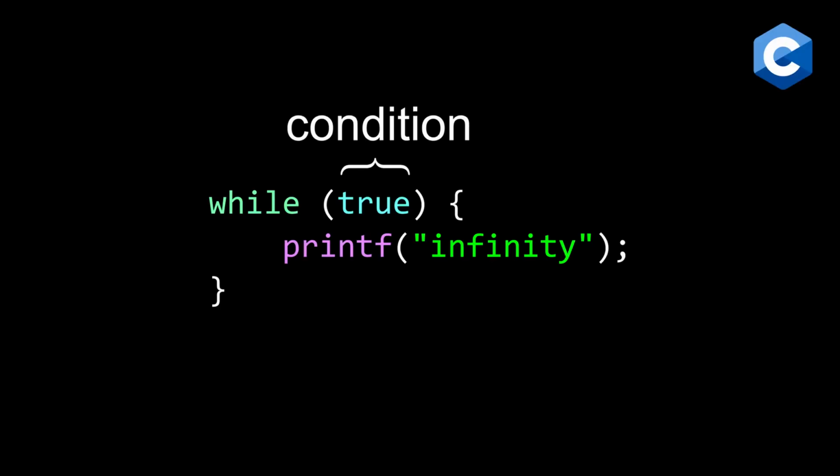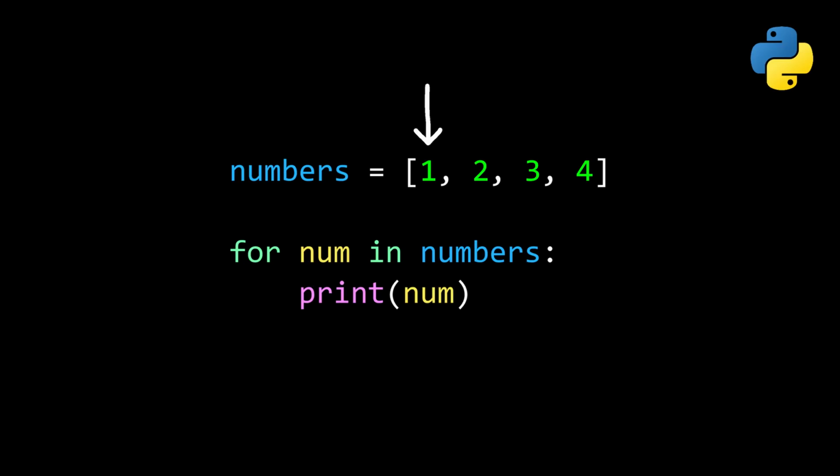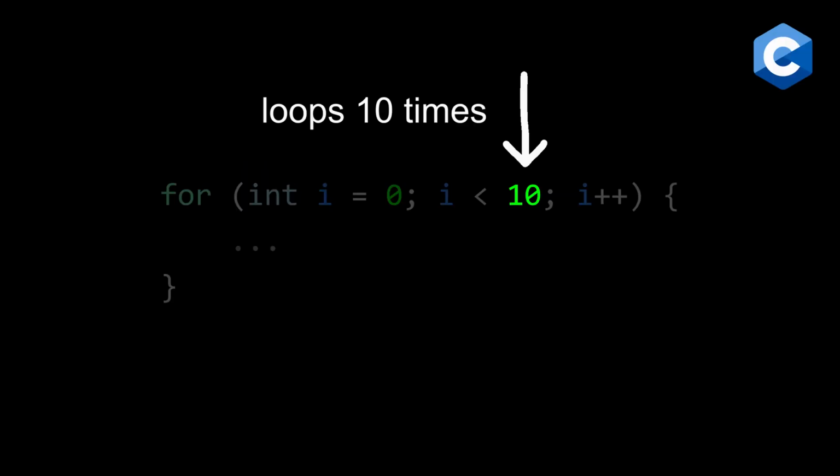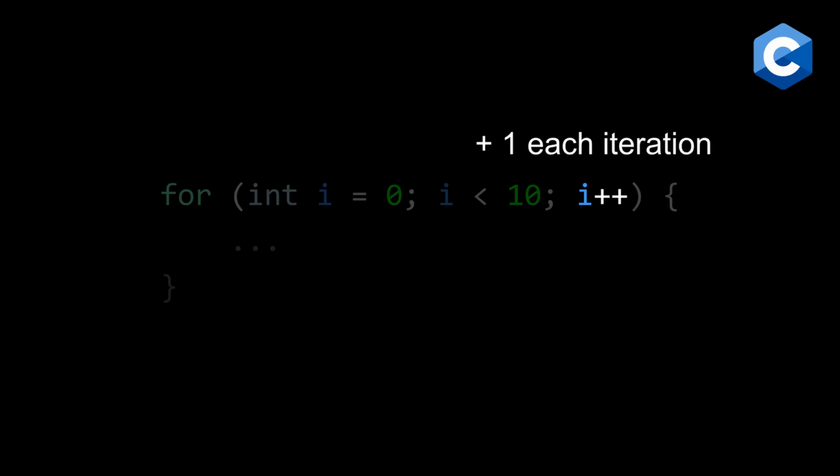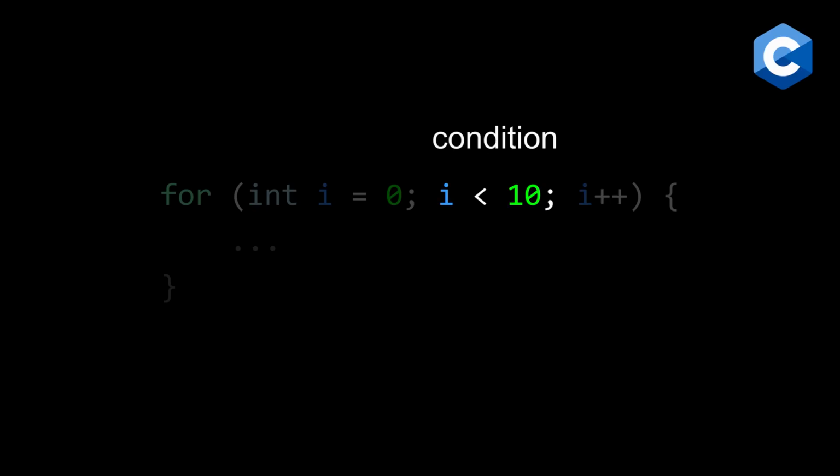Booleans can also be used to loop over certain parts of code. One way is with a while loop. While this condition is true, this code will execute. Another way is with a for loop, which can iterate over every element inside a data structure like an array, but can also loop for a specific number of iterations by setting a starting value, incrementing it after each iteration, and setting an upper bound with a condition.